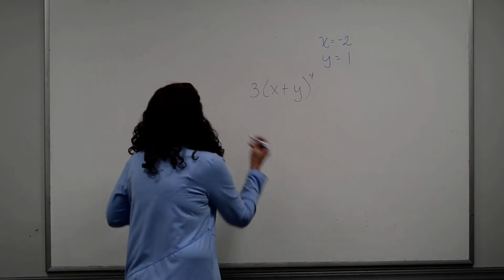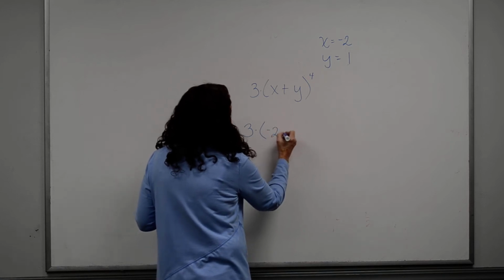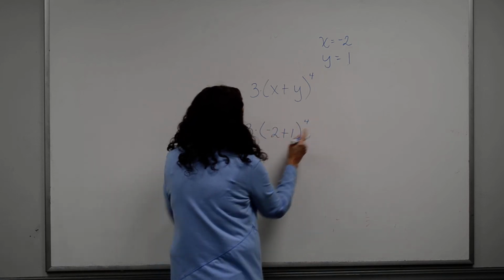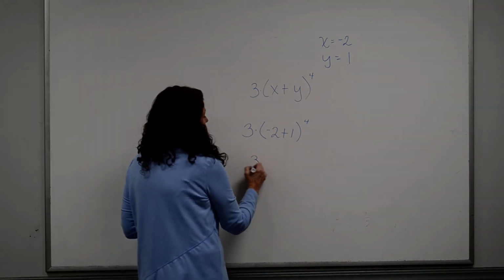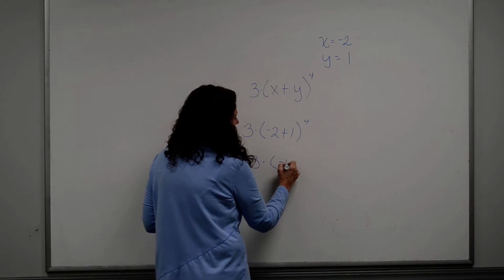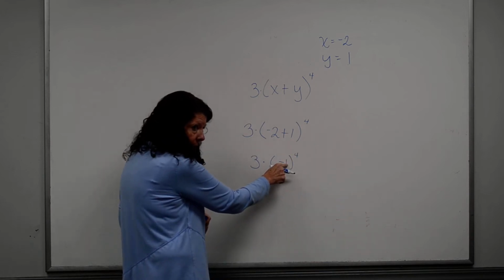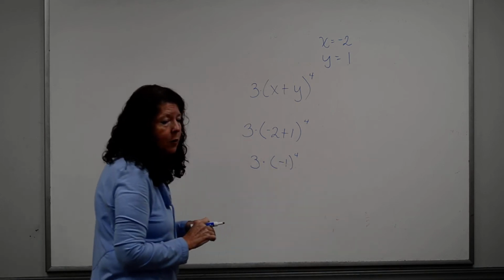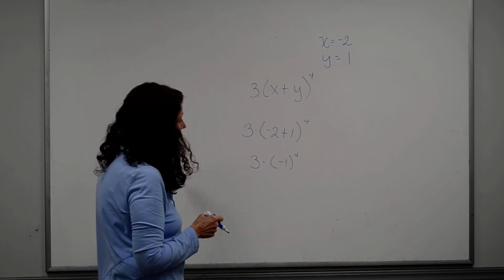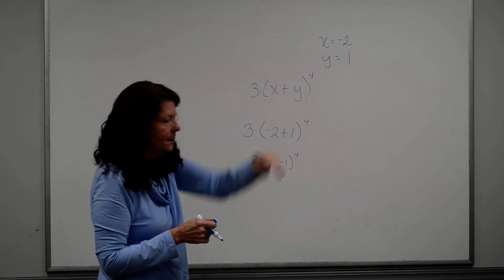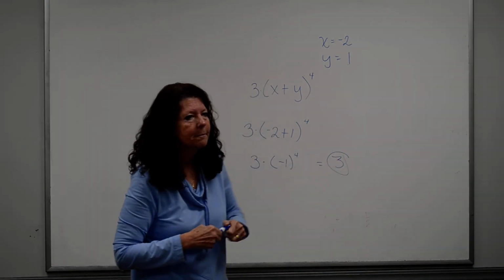Okay, when you put it in there, remember there's an understood multiplication there. So I have -2 plus 1 raised to the 4th power. Now you have to do the parentheses first before you do the exponent. So this is 3 times -1 to the 4th power. Now that 4 is only on that -1. So what is -1 to the 4th power? +1, okay? Because it's -1 times -1 times -1 times -1. So my final answer here is 3. So what you got? Good.